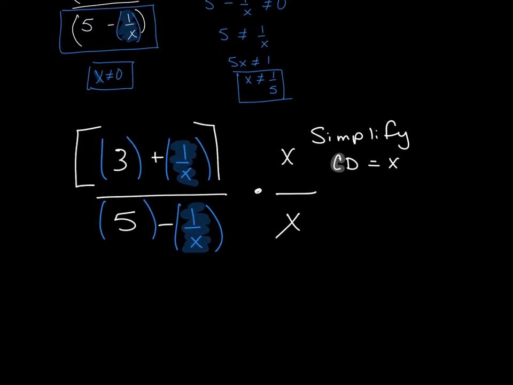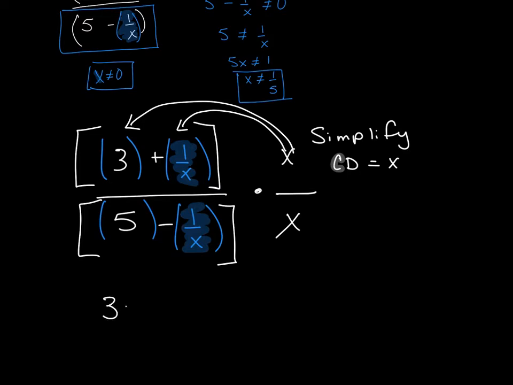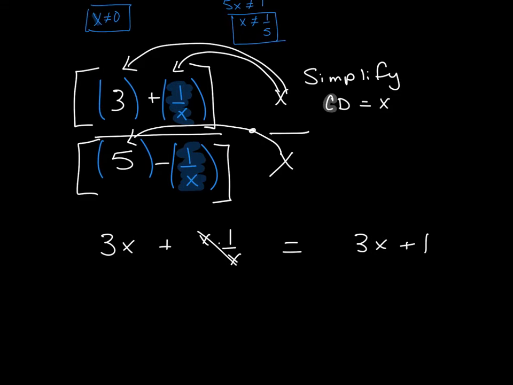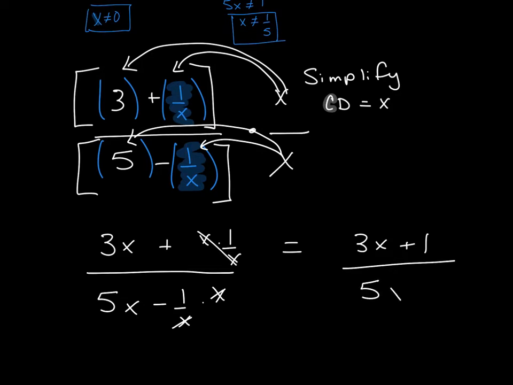When I do that, I am taking the x and multiplying it times both of the terms here, giving me 3x plus x times 1 over x, or 3x plus 1 for the numerator. I do the same thing for the denominator, multiply, and I would be left with 5x minus 1 over x times x, or just 5x plus 1. That's one technique that you can use for simplifying complex fractions.